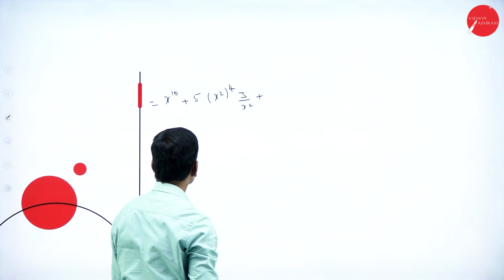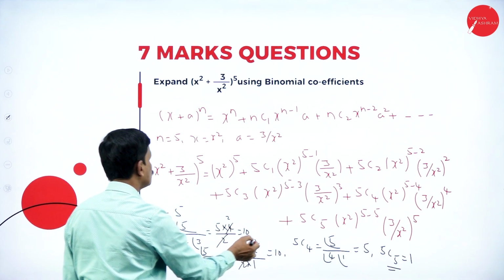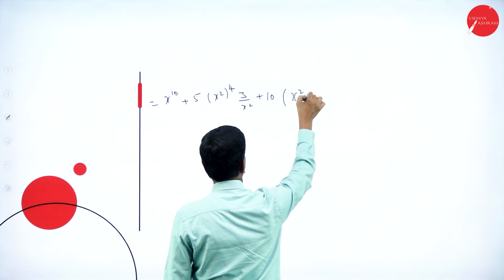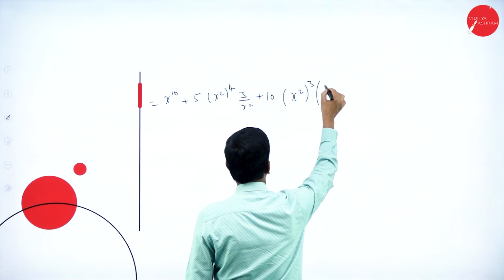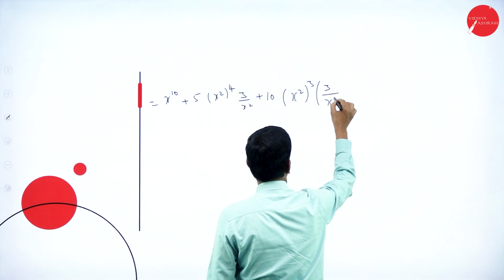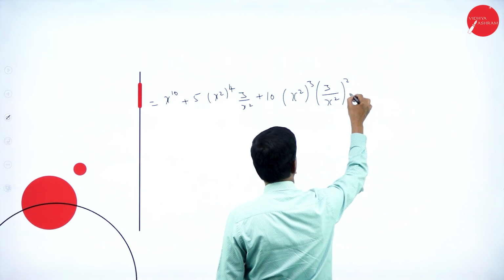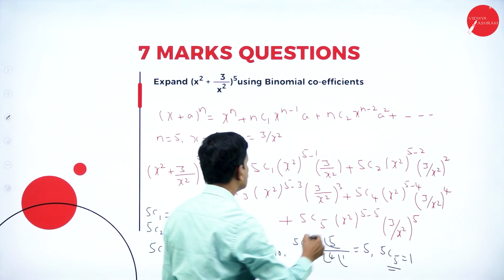Next term after 5C1 is 5C2. What is the value of 5C2? It is 10 into (x square) to the power of 5 minus 2, which is 3, and (3 by x square) to the power of 2.